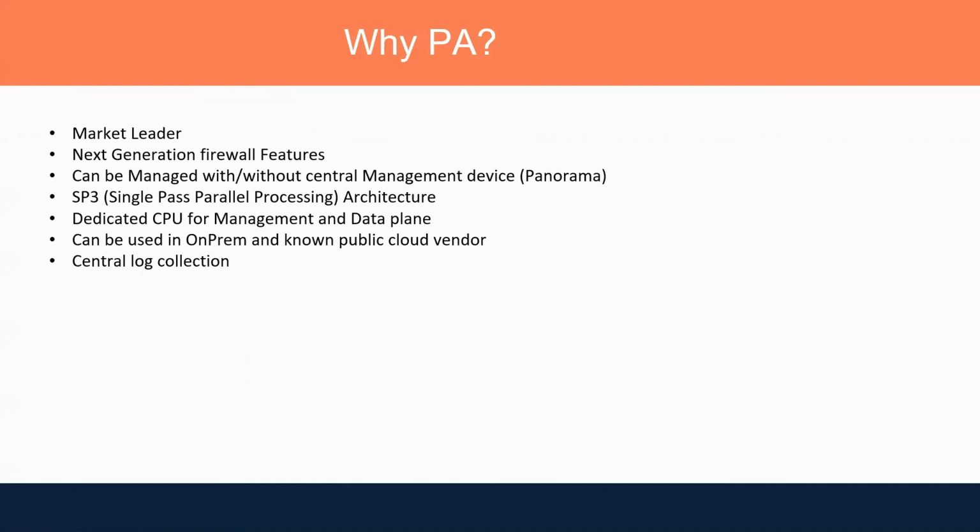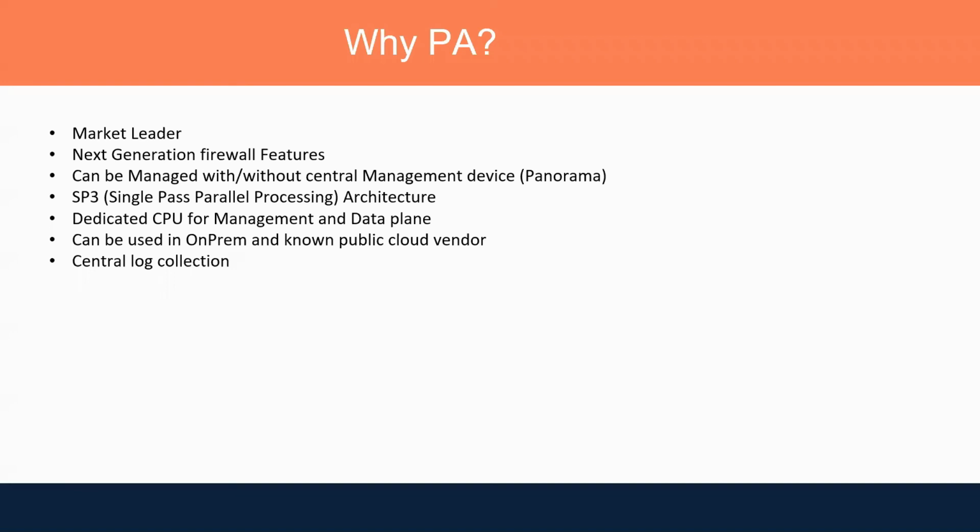Okay, coming to Palo Alto, why should you choose Palo Alto? Palo Alto is a market leader. It is a next generation firewall, so it supports all the features of the next generation. A next generation firewall should be capable of inspecting the packet from layer 7: inspect the application, inspect the antivirus, and be able to filter the file and filter the URL. All these features are supported by Palo Alto. That's why it is a next generation firewall.